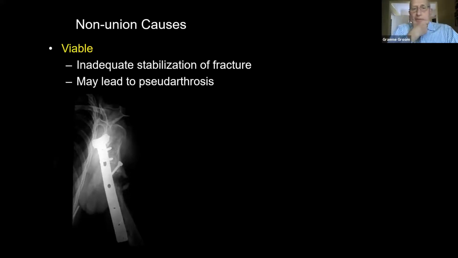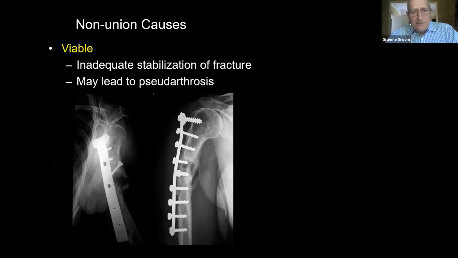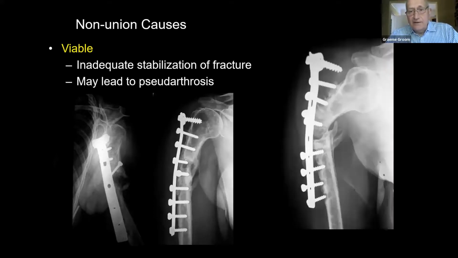And where the bone is alive, the causes of non-union may be inadequate stabilization of fracture fragments, and the pseudoarthrosis is what eventuates. And in this particular case, we have going, and gone. And that is a very, sadly, all too common example of inadequate stability in fracture fixation, which has contributed to non-union.